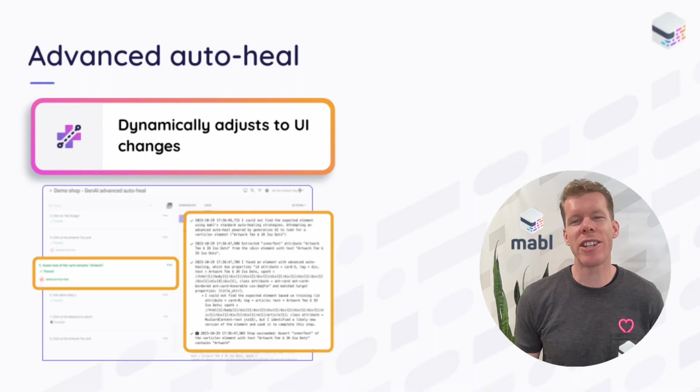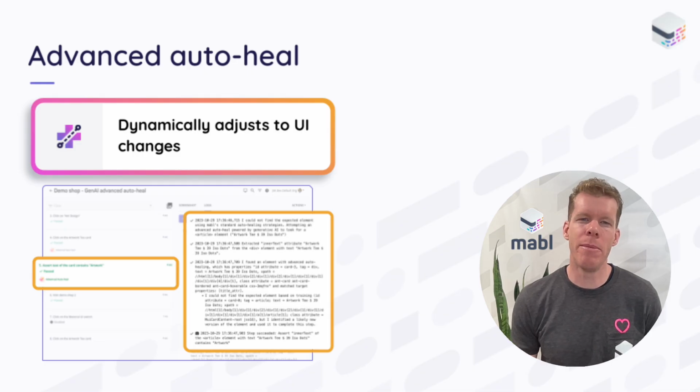We'll start with Advanced Auto Heal, a powerful feature in mabl's Expert Systems toolkit. Auto Heal detects changes in your application's UI, such as modified element IDs, and dynamically adjusts the test to prevent failures. Let's take a look at this one in action.